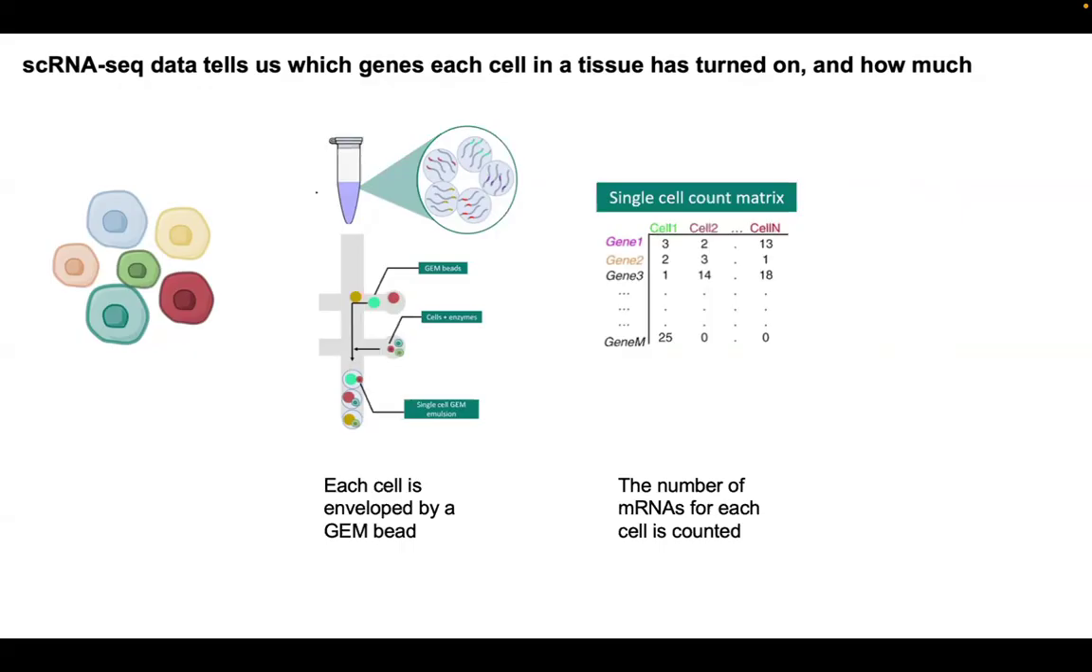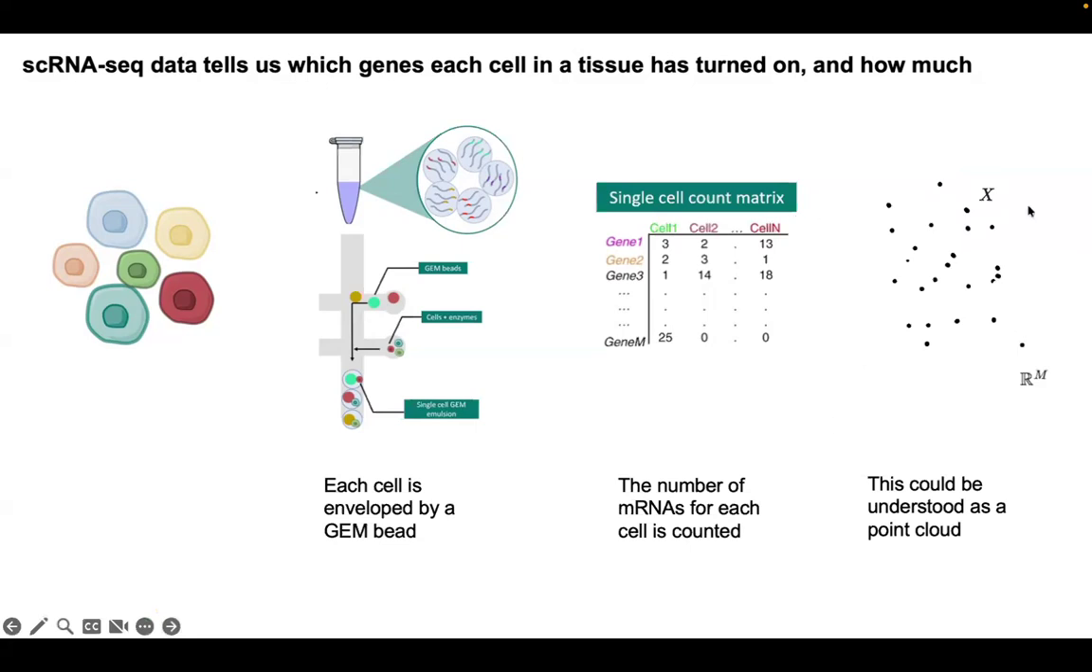This means the number of mRNAs from each cell. Before that, we must pre-process the single cell count matrix, but I won't talk about that. So after pre-processing, the number of mRNAs for each cell is counted. This could also be regarded as a point cloud in R^M, but in practice, M is too large to deal with, so we use PCA to reduce the dimension.